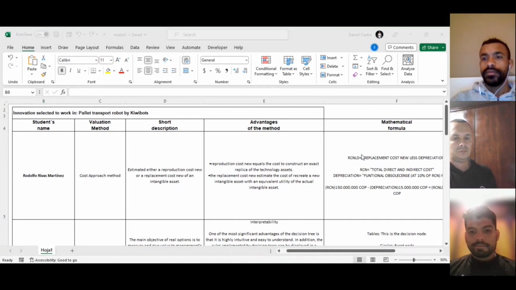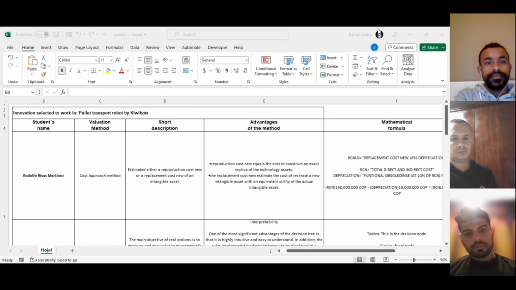This is our meeting number 3 for stage 3 for the courses Valuation and Technology. We will explain about the pallet transport robot by KiwiBots and about the different valuation methods. So Rodolfo will start, after that Cesar, and I will finish with my approach. Rodolfo.